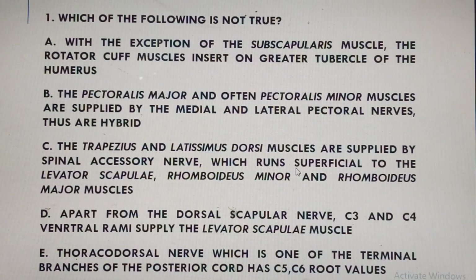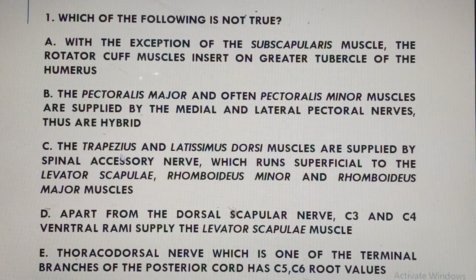The reason is that, yes, the trapezius muscle will be supplied by the spinal accessory nerve, no problem. In fact, together with what we call the sternocleidomastoid muscle, and not latissimus dorsi. Latissimus dorsi will be supplied by, of course, the thoracodorsal nerve or nerve to latissimus dorsi. You will see that. So this portion of the statement makes it wrong.